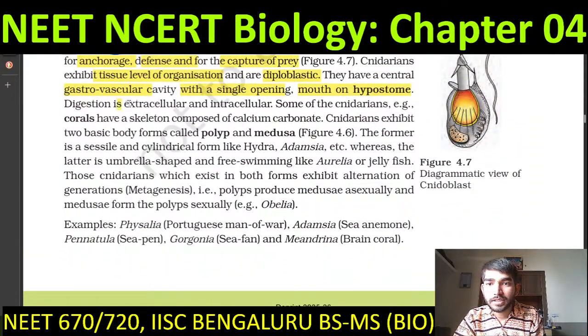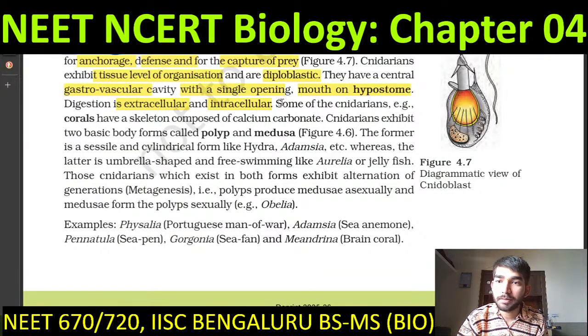Digestion is extracellular, so digestion happens outside because the enzymes are released in the extracellular space, and the food is digested there, and then the digested food material is taken up by the cells. And also intracellular. So at some level it will be digested outside, and then the remaining digestion will be completed inside the cell as well, like glycolysis, the Krebs cycle, all these things will happen inside the cell.